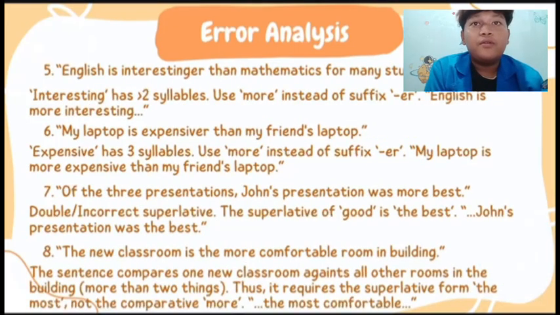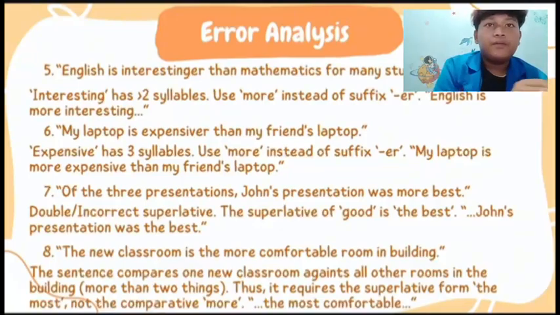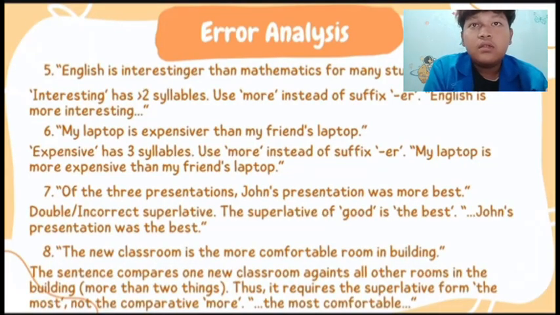Next, number five. English is interesting than mathematics for many students. Interesting has three syllables. Use more instead of the suffix er. So it should be English is more interesting. And number six, my laptop is expensive than my friend's laptop. Expensive has three syllables. So use more instead of the suffix er. So it should be my laptop is more expensive than my friend's laptop.